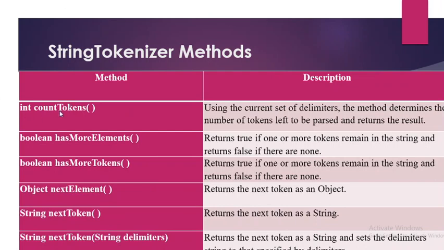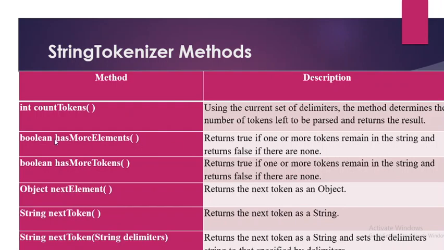For that, we can use the countTokens method. The return type will be integer. It will specify how many tokens are available in our object. So the meaning is, using the current set of delimiters, the method determines the number of tokens left to be parsed and returns the result.